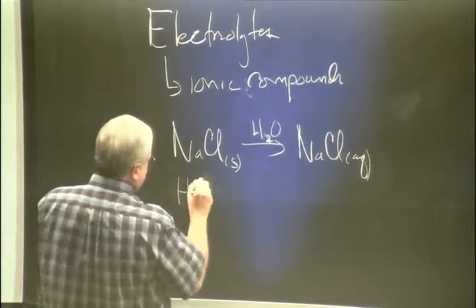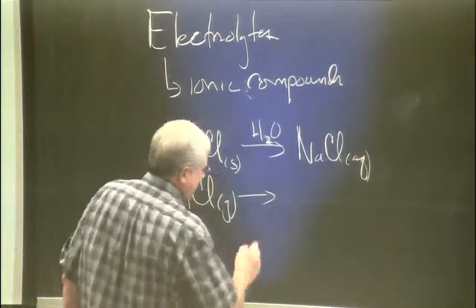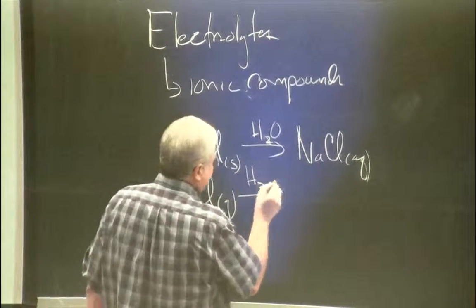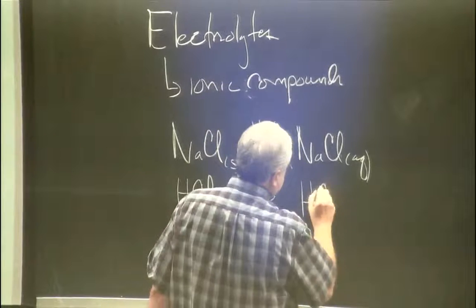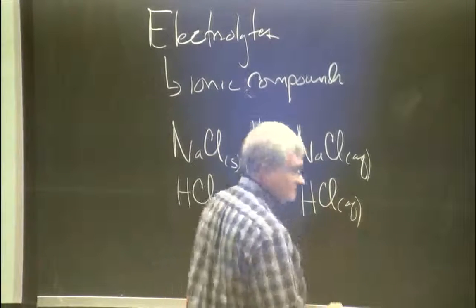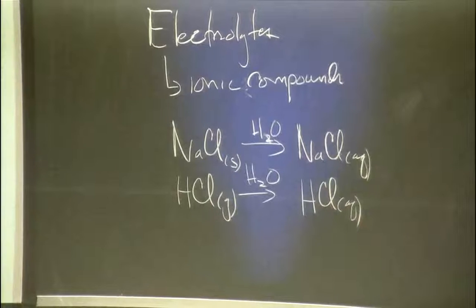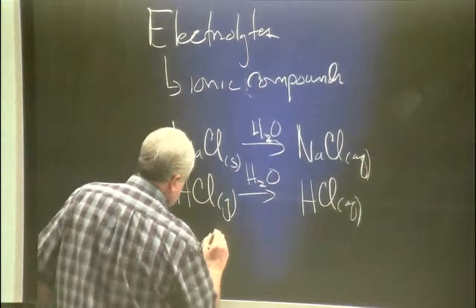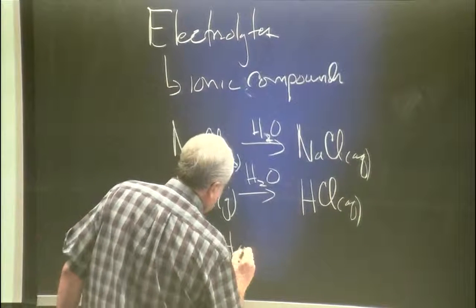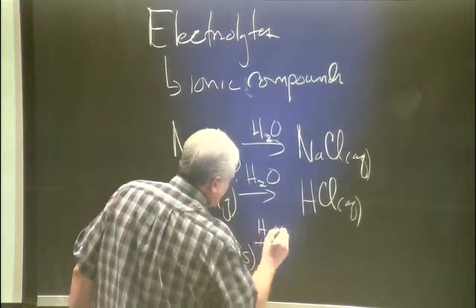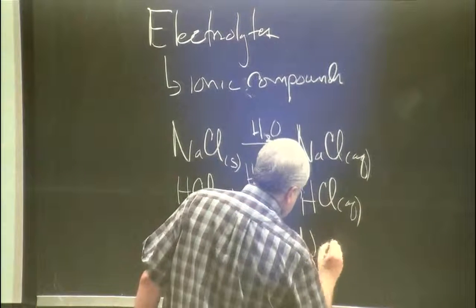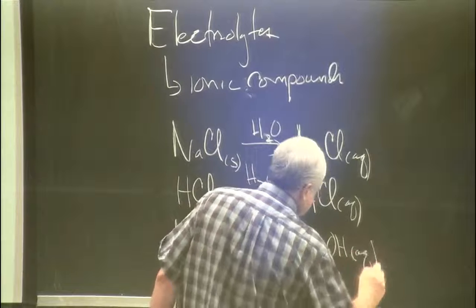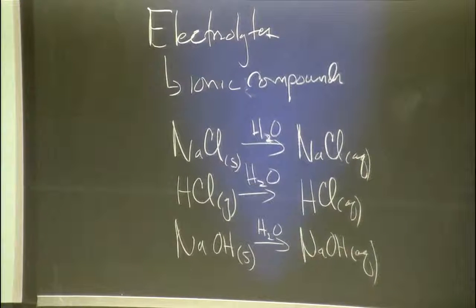Let's take that HCl, covalent hydrogen chloride, and bubble it into water. And now we've got this HCl aqueous, but as I just pointed out, it's no longer a covalent compound that's dissolved. It's now ionic. So it's dissolved and dissociated. And the last one up here is going to be sodium hydroxide solid. Dissolve that in water, and now we're going to have sodium hydroxide aqueous. Once again, dissolved and dissociated.